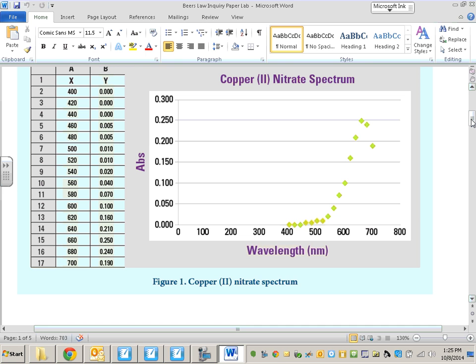It doesn't get transmitted, right? It gets absorbed. So that sometimes will make our values very, very weird if we're not using the right wavelength.